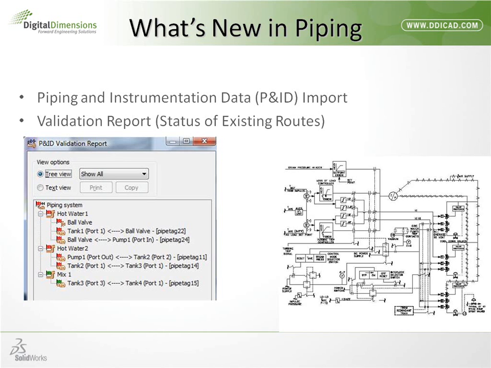So I'm going to show you a hot water system that'll show this. It has 5 different components and 3 different routes. So now I'm going to go into SOLIDWORKS and show you that functionality.